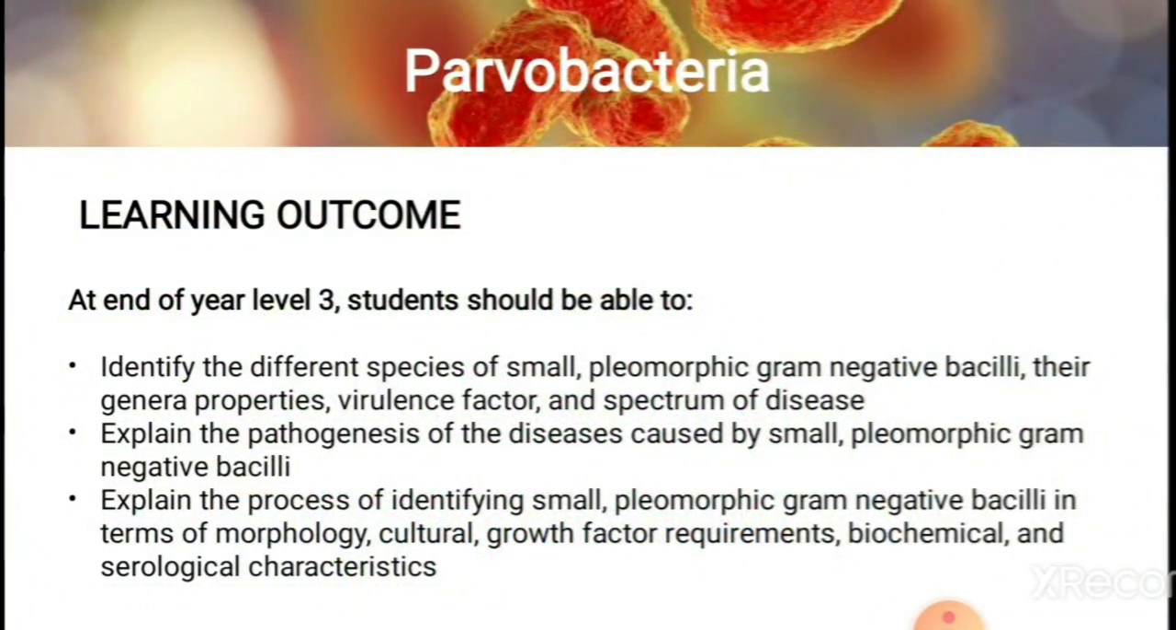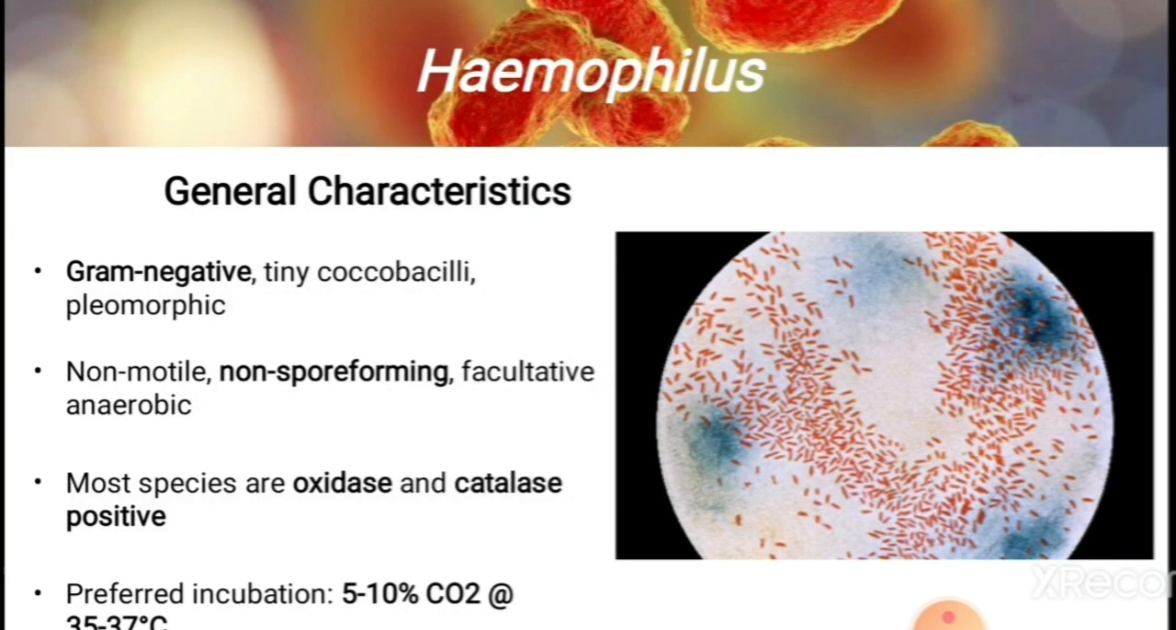As for the learning outcome of this lesson, at the end of this lesson, students should be able to identify the different species of small pleomorphic gram-negative bacilli, their general properties, virulence factors, and the spectrum of the disease. Second is to explain the pathogenesis of the diseases caused by small pleomorphic gram-negative bacilli, and lastly, explain the process of identifying small pleomorphic gram-negative bacilli in terms of morphology, cultural, growth factor requirements, biochemical, and serological characteristics. Now let's discuss first the genus Haemophilus.